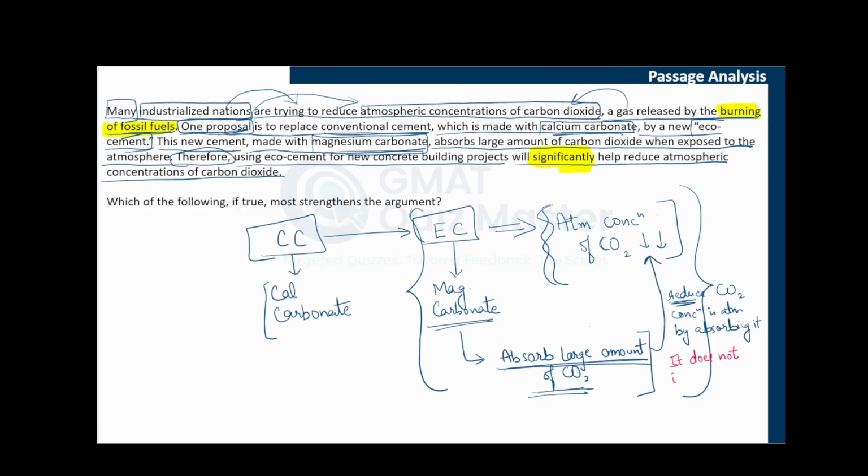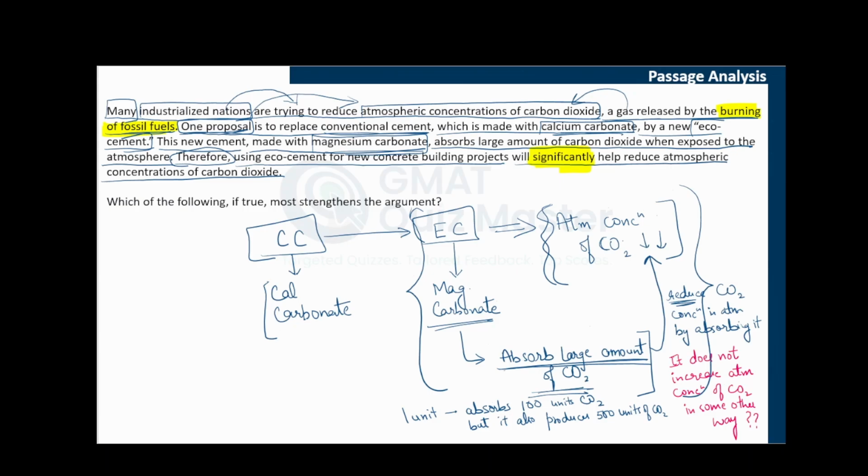does not increase atmospheric concentration of CO2 in some other way? What if, let's say, 1 unit of cement absorbs maybe 100 units of CO2, significant absorption, but it also produces 500 units of CO2, right? So this is a logical gap.